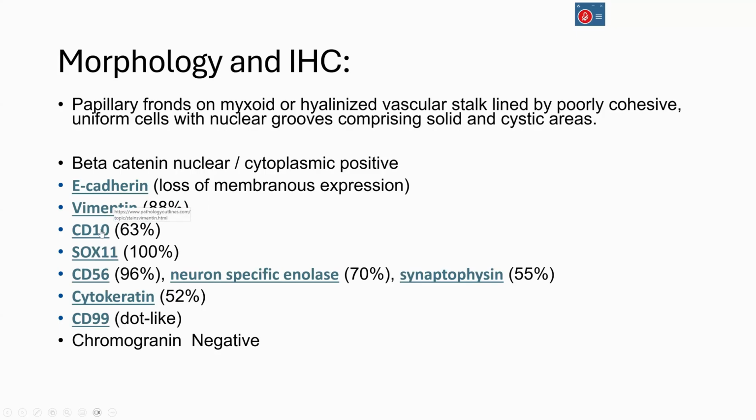Beta-catenin, E-cadherin, vimentin, CD10, SOX11, these are all positive stains. And you can apply two or three to begin with. And if they are positive with other negative stains, we are okay to diagnose this entity confidently. Chromogranin should be negative in this tumor. Other neuroendocrine markers like CD56 can show positivity, and synaptophysin can show positivity in solid pseudopapillary tumor, but chromogranin must be a negative stain in this entity.